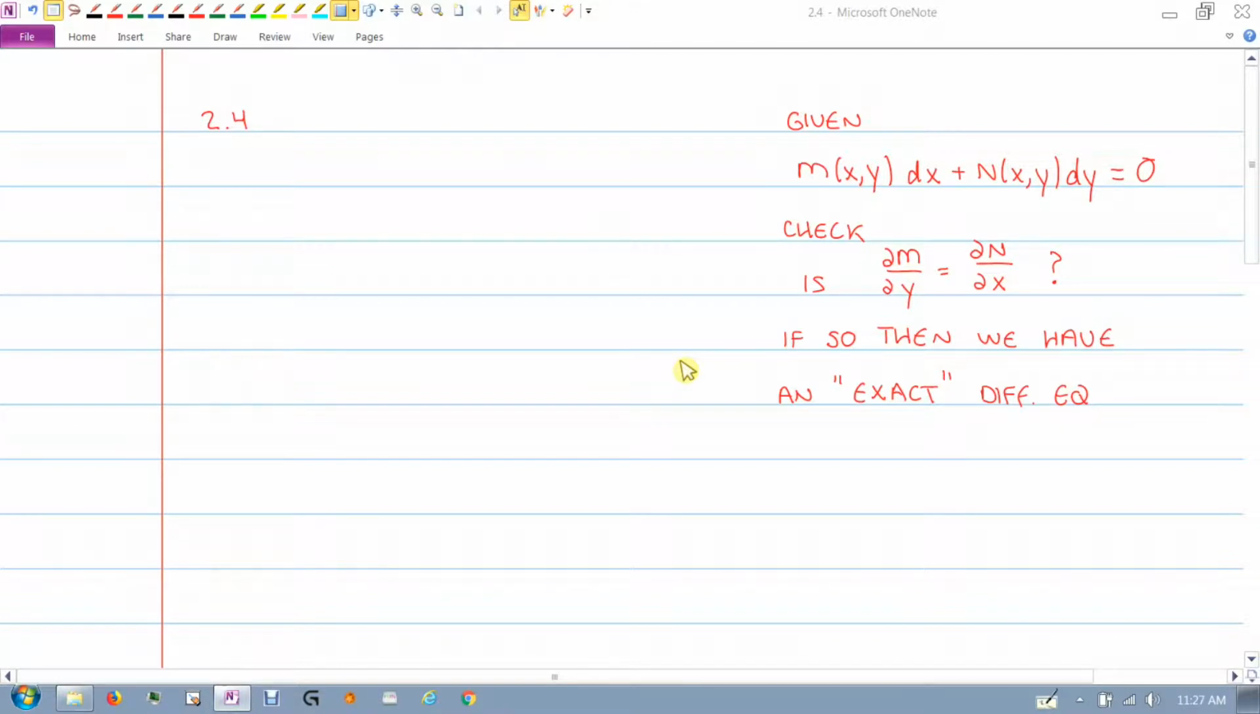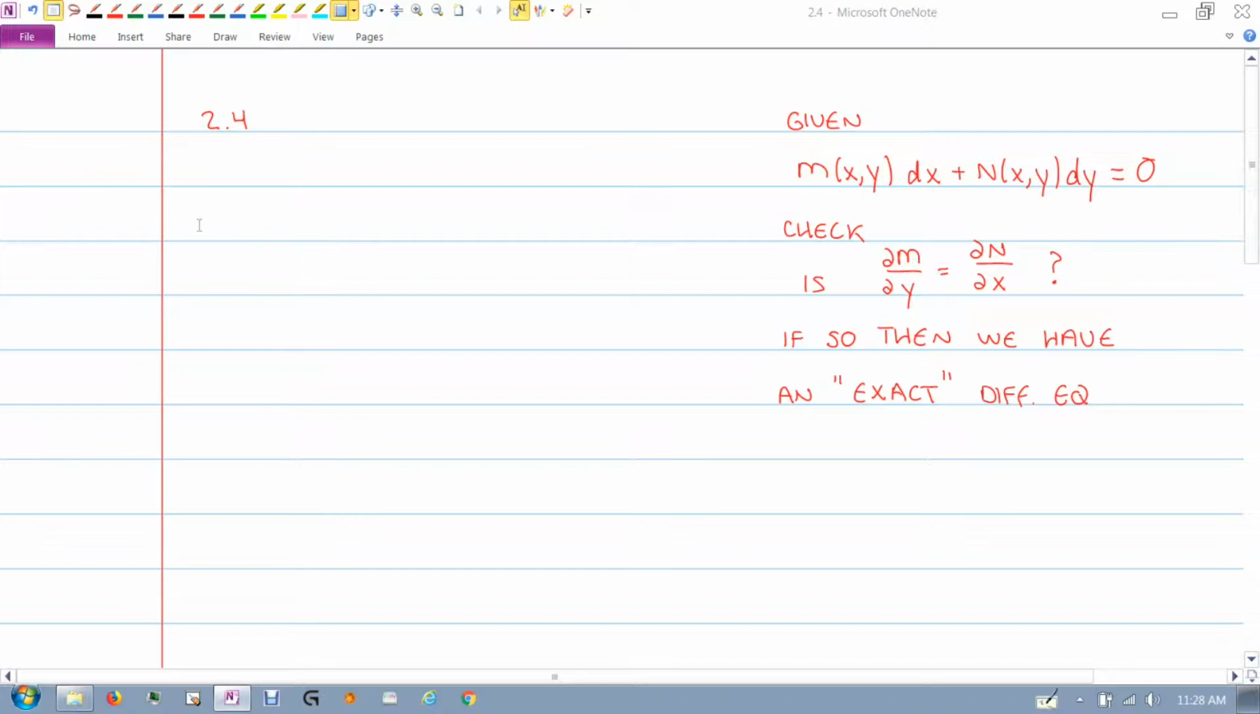Okay, going to be working problems out of 2-4, and this section is called exact equations. What we're going to be doing is taking a look at the differential equation. Hopefully it'll look like something of this form, and then we'll be checking whether the partial derivative of M with respect to y is equal to the partial derivative of N with respect to x. If we have that, then it's an exact differential equation, and we can proceed with a method.